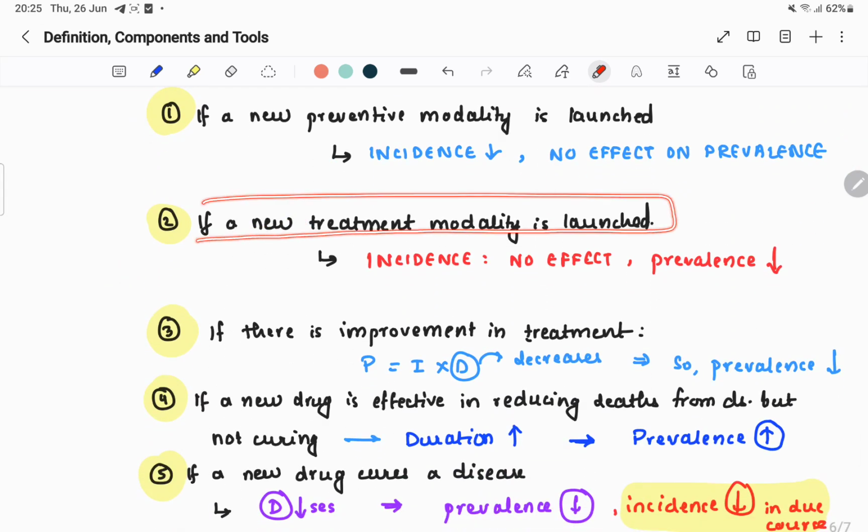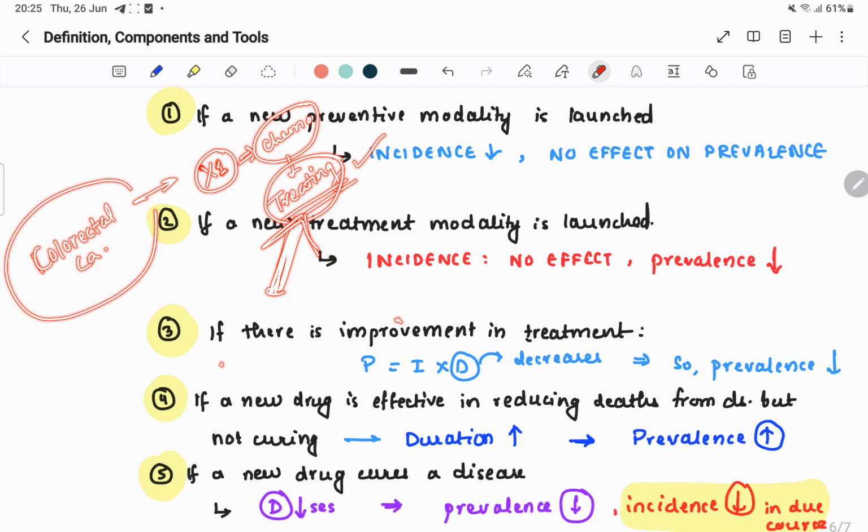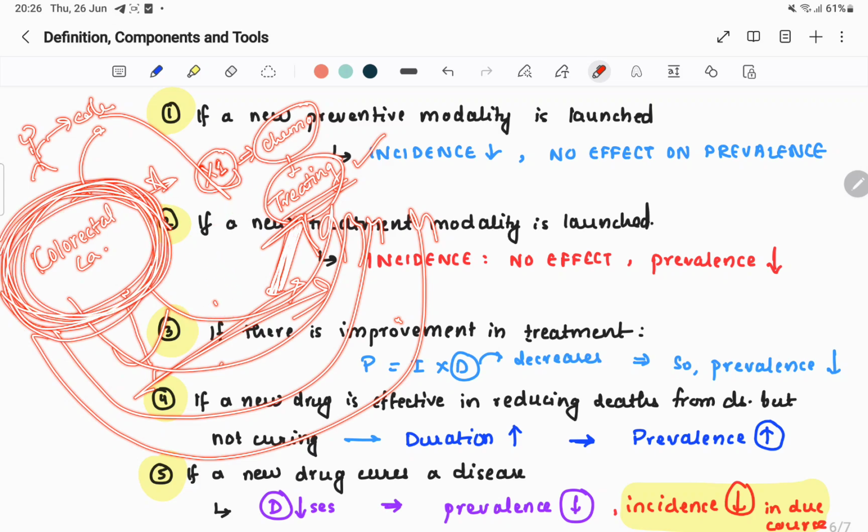If a new treatment modality is launched, let's say we have the same example, colorectal cancer. I discovered a drug, let's say X1, which, when given via chemo, is treating it. So it's a new treatment modality which is launched. So I will treat the existing cases of colorectal cancer, right? It's not that I will guess that this person will have colorectal cancer and give this drug. I will treat those who are already suffering from colorectal cancer, right?